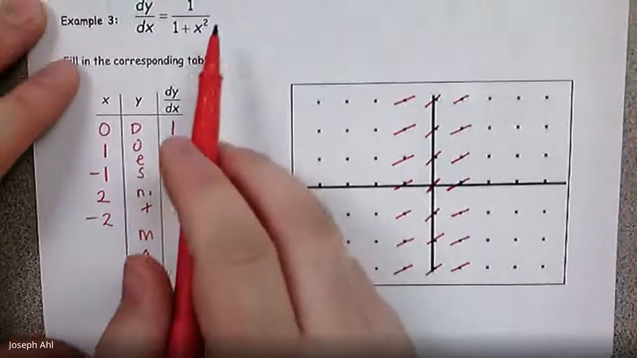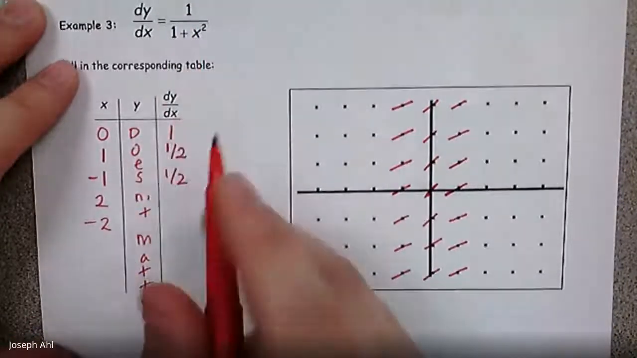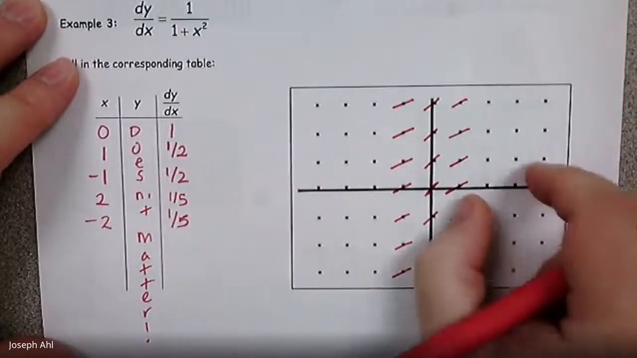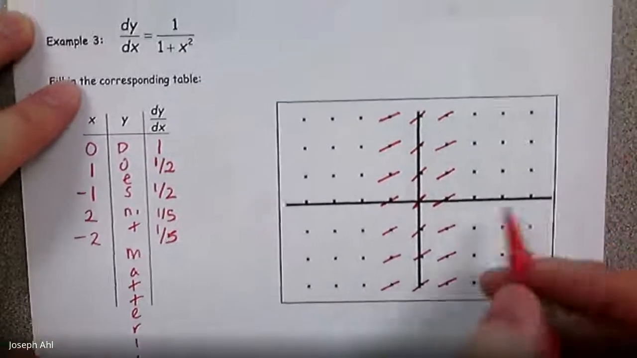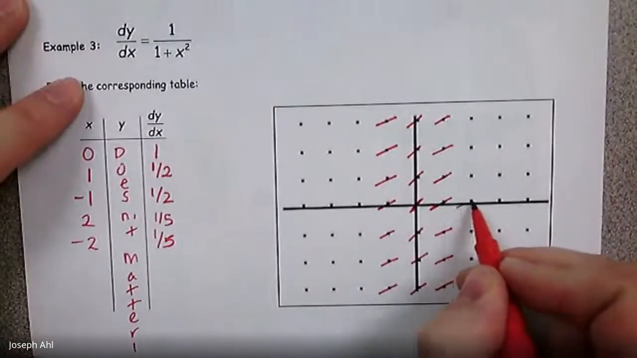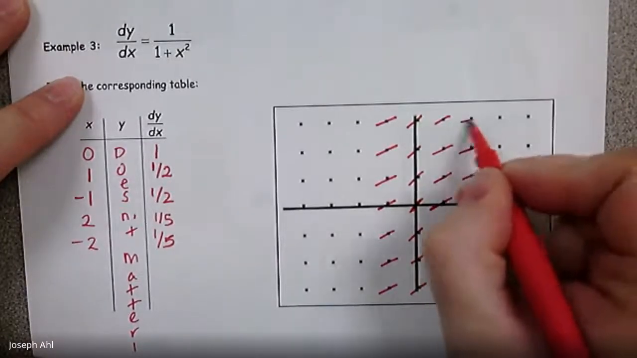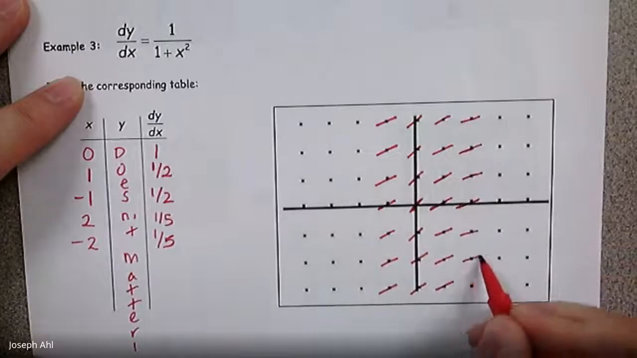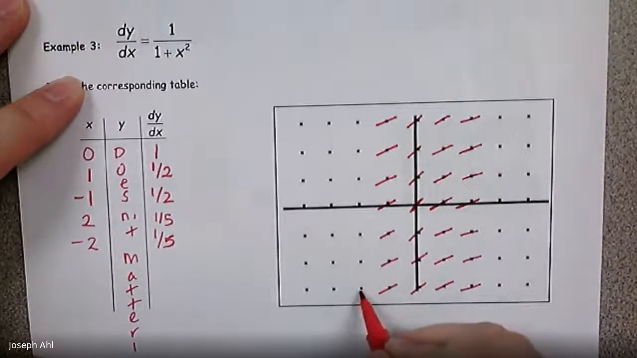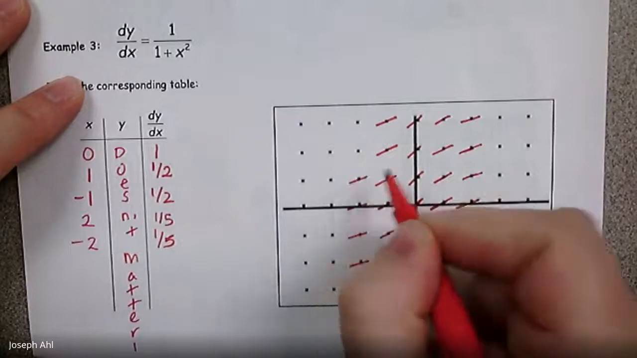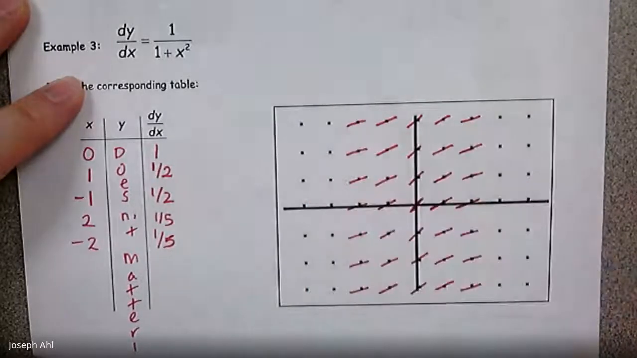If I plug in 2, 2 squared is 4 down there, so 1 over 1 plus 4 is 1/5. So now our slope is getting definitely significantly reduced there. So 1/5 is going to start looking something like this. Much less steep. And maybe we'll just go out one more after this. These are all going to be positive slopes according to 1 over 1 plus x squared.